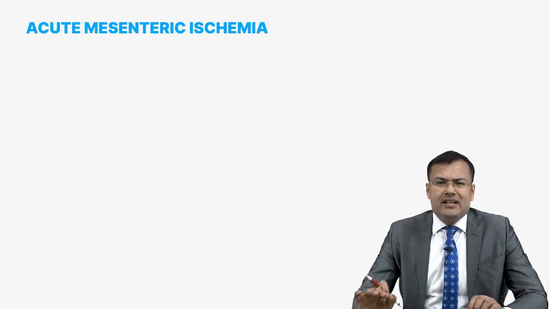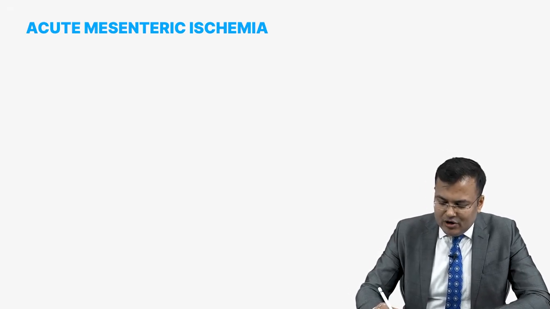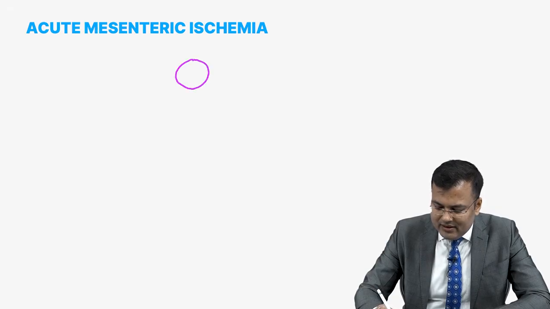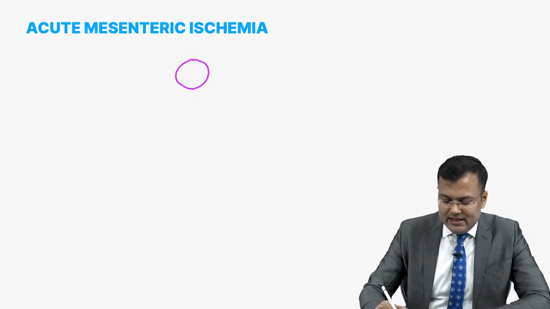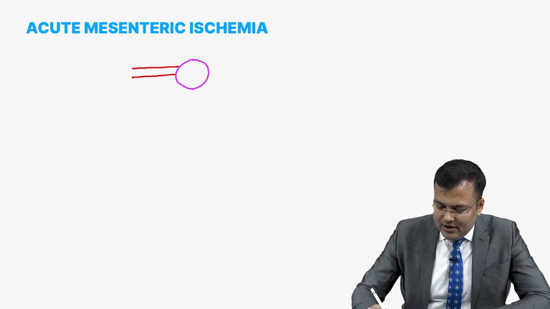Next is acute mesenteric ischemia. It's very, very important and it's very easy to understand. Just imagine this is an organ. In this case, you can see this is the arterial supply and this is the venous drainage, right?